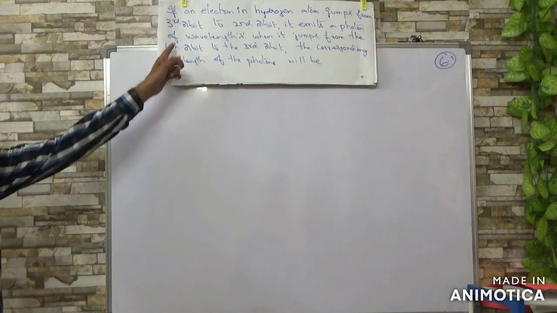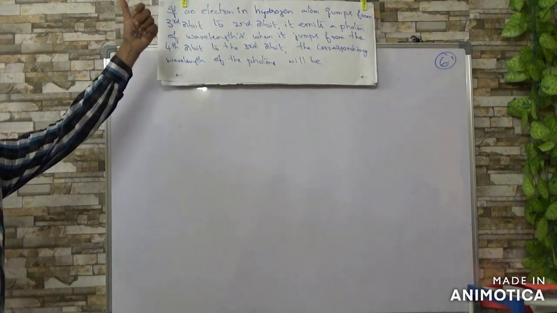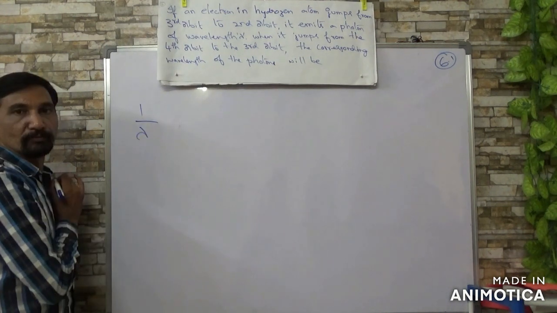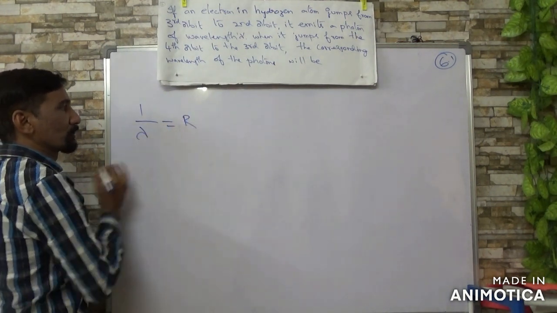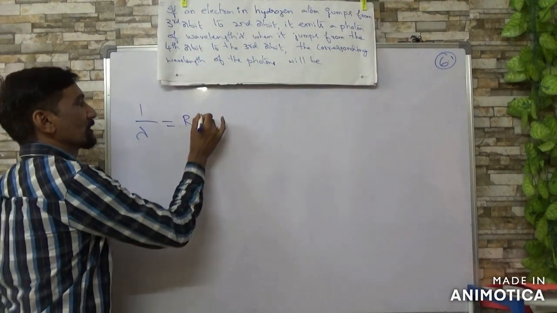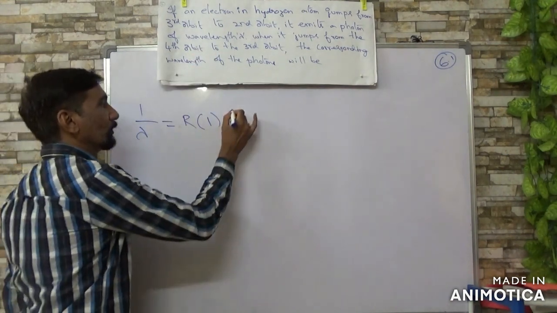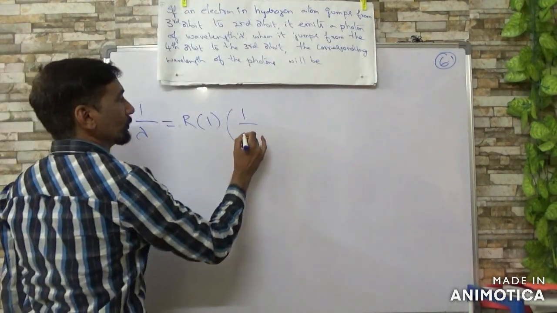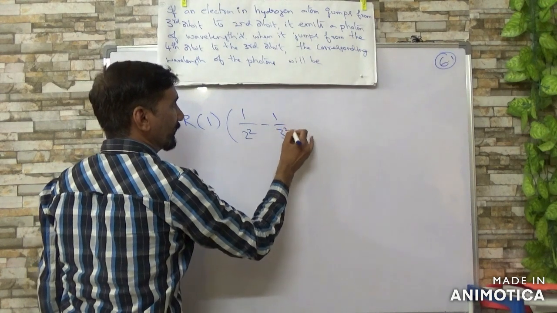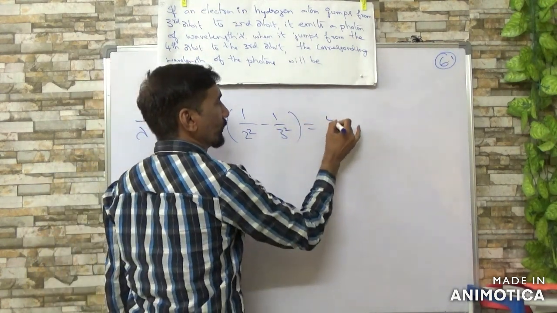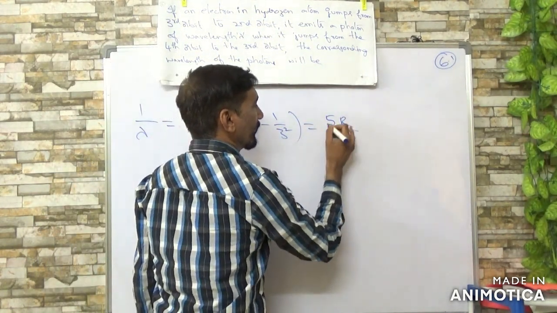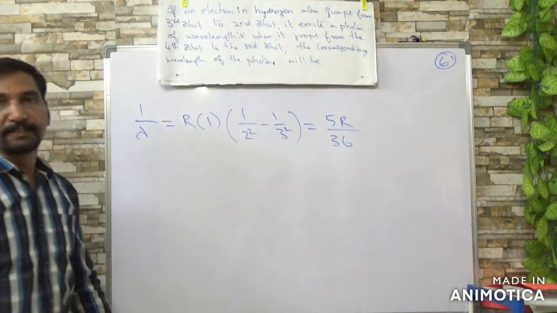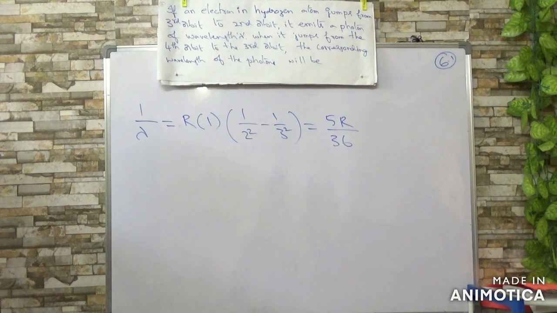Now about the given problem. In this problem, the first transition is taken from second to third. So 1 by wavelength is equal to Rydberg constant into the hydrogen-like atom Z value, taken as 1, into 1 by 2 square minus 1 by 3 square. You can further simplify, and you will get 5R by 36.